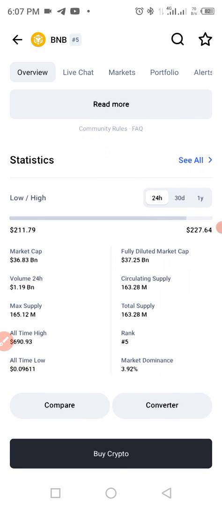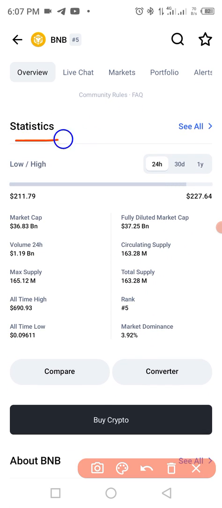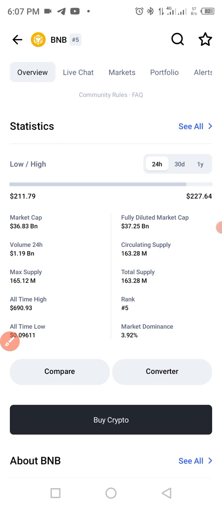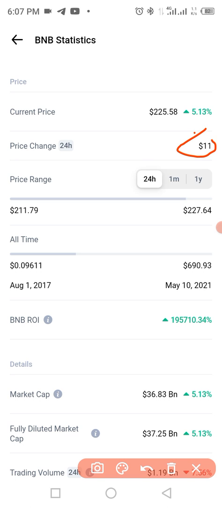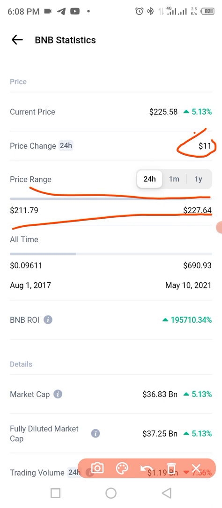The next thing you're going to look at is the statistics. Let us click more to look at the statistics of this coin. Once you click more, this is going to open. You're going to see the current price. You're going to see the price change within the last 24 hours. The average change of this coin is $11. This is the range. You can just look at it.